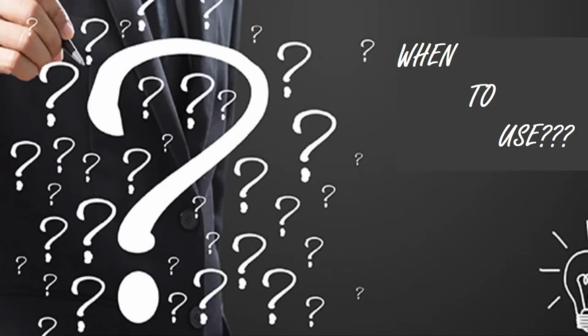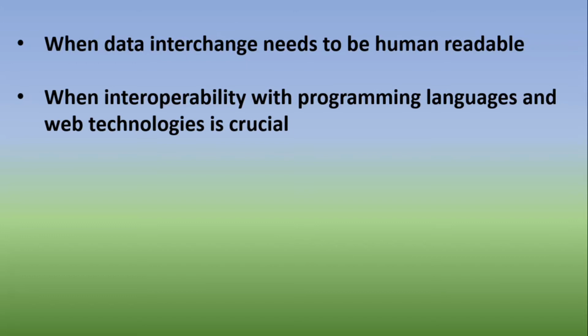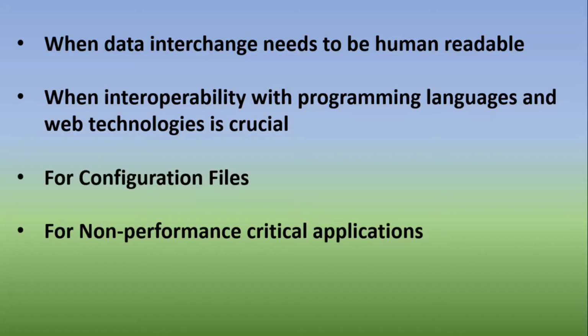Let's have a look at when to use which one. So you can use JSON when data interchange needs to be human readable and easy to edit. You can choose JSON for scenarios where interoperability with various programming languages and web technologies is crucial, and you can also use it for simple configuration files or non-performance critical applications.